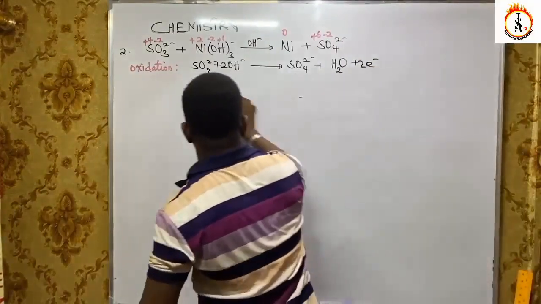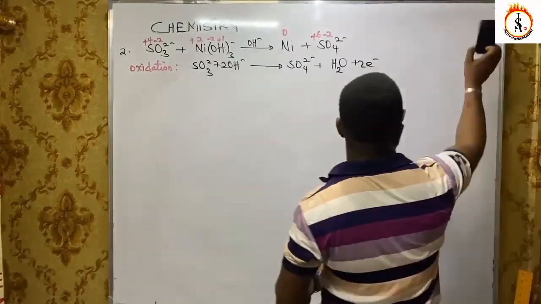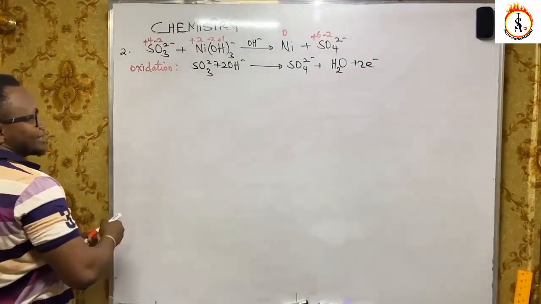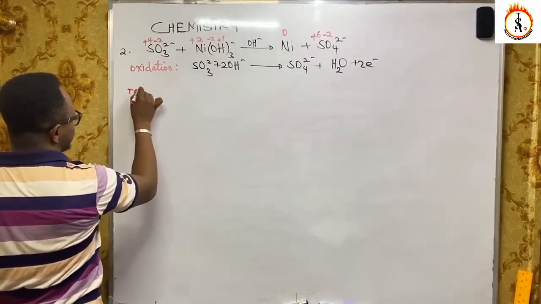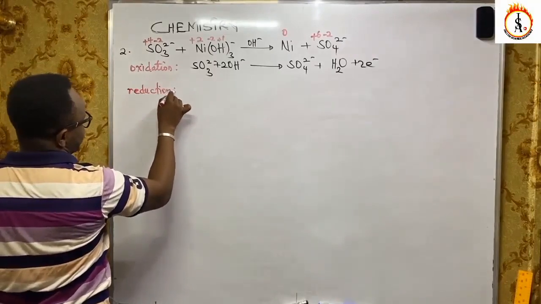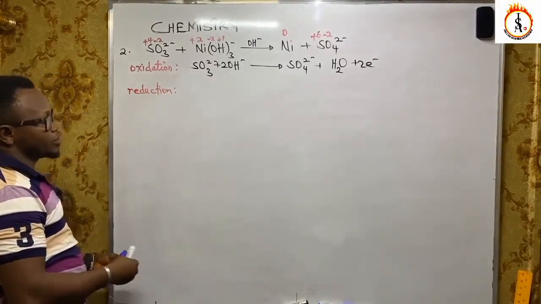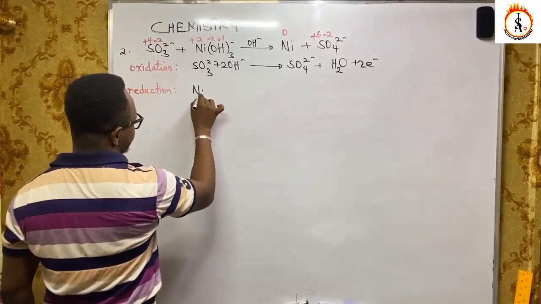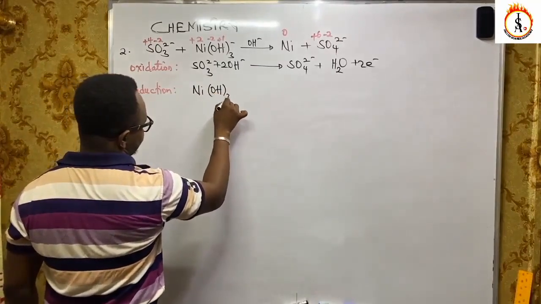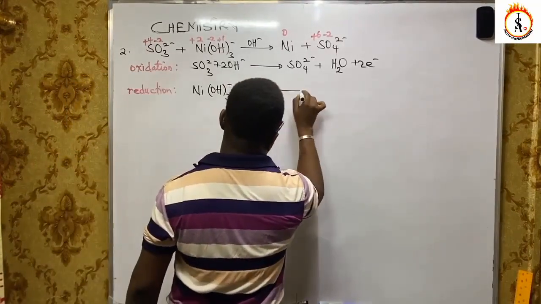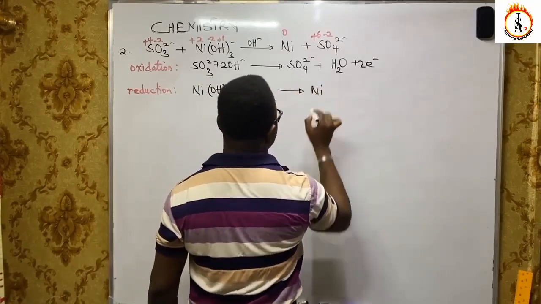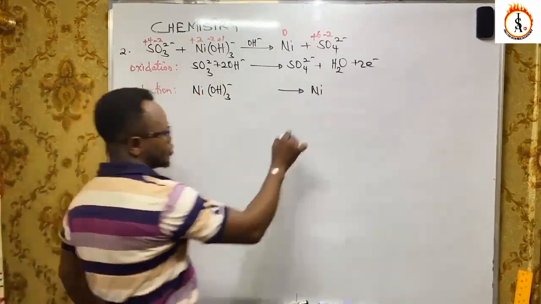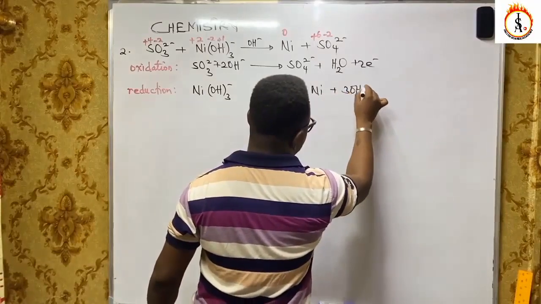So by adding 2 electrons to that side, the entire equation is now a balanced equation in terms of atoms and in terms of charges. We look at the reduction half. The reduction half equation here, we look at the nickel hydroxyl ion becoming nickel ion. So now what we do to this, here we have 3 hydroxyl ions. So what we do, we just add 3 hydroxyl ions to the side.